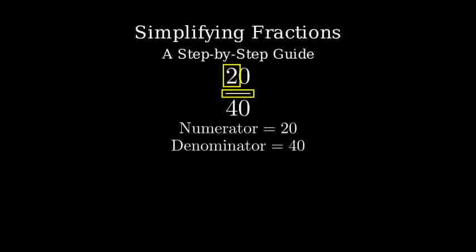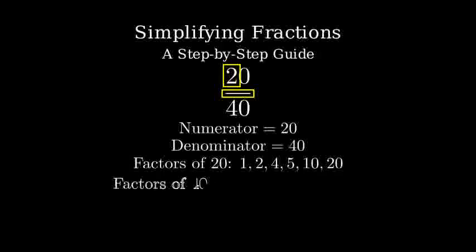We can find the factors for each number. Finding factors means figuring out which numbers divide into the numerator. Let's start with 20. The factors of 20 include 1, 2, 4, 5, 10, and 20. Next, let's find the factors of 40. The factors for 40 include 1, 2, 4, 5, 8, 10, 20, and 40.